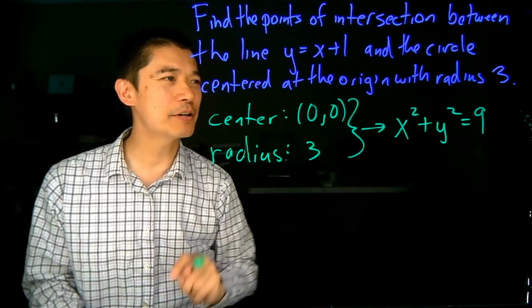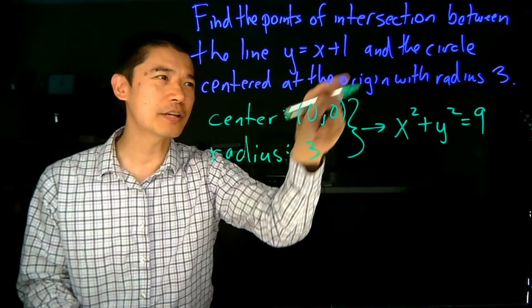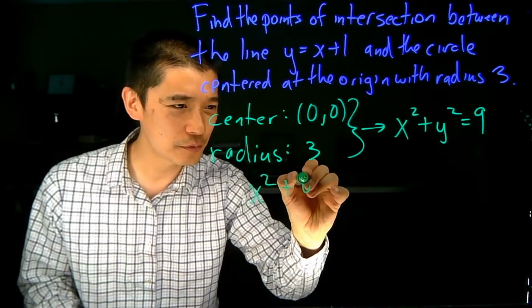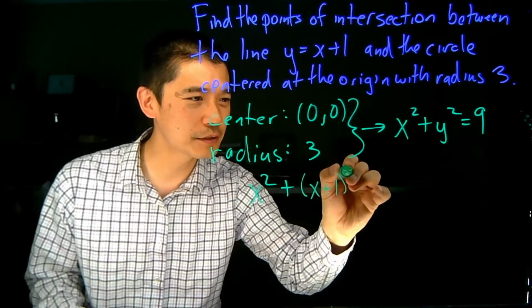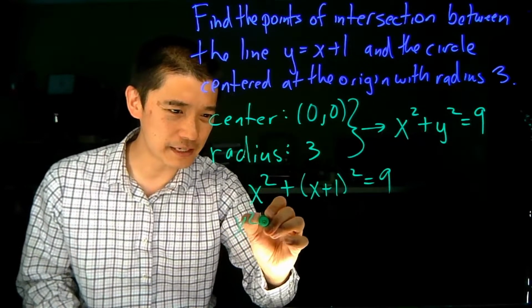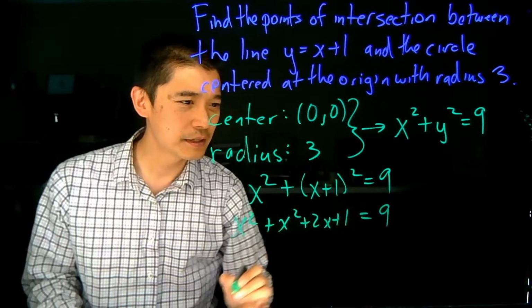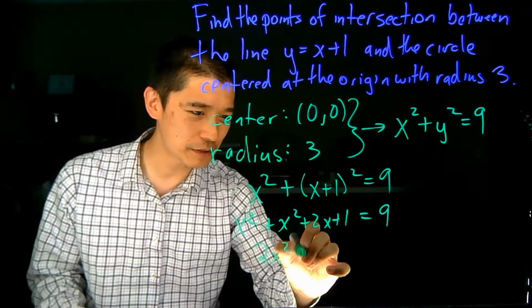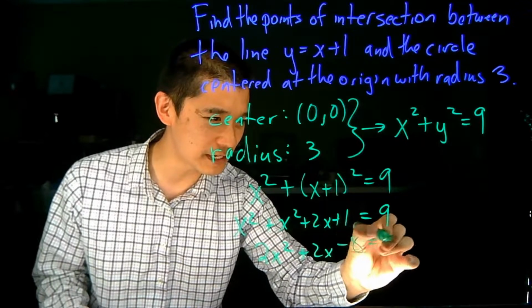And now we have this equation for our circle and this equation for our line. We see that this is of the form y equals something, so we can take that y and substitute it into here. x squared plus x plus 1 squared is equal to 9. Now we're going to need to do some algebra, so let's expand out the binomial, x squared plus 2x plus 1. And now we're going to move everything to one side of the equation and combine like terms. So we've got 2x squared plus 2x, subtract 9 from both sides. 1 minus 9 is negative 8, so minus 8 is equal to 0.